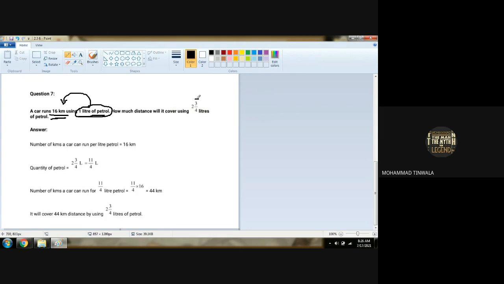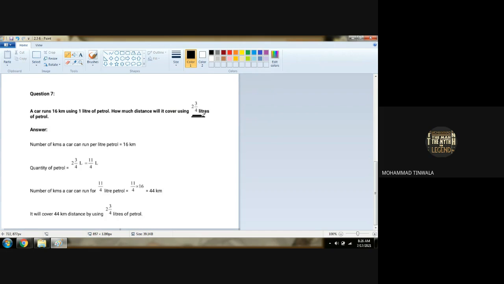We have to use total, we are using 2 integer 3/4 liters of petrol. So what will be the total distance it will be covering? So we have to multiply this by 16. Am I right or wrong? Yes. Okay. So the first step is to write down and convert this into a simple fraction.